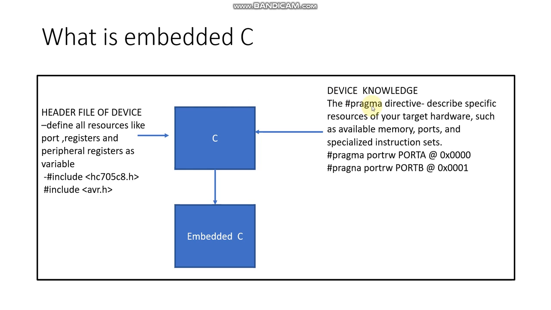The second method of feeding the knowledge to the C compiler is through assembly, or we can call it compiler directives. The pragma is the famous directive which can be used to specify or define the resources of target hardware microcontrollers such as available memory, ports and some specialized instructions. So using these hash pragma directives, we can feed additional information to the compiler in order to enable the compiler to successfully generate executable code for the target microcontroller.